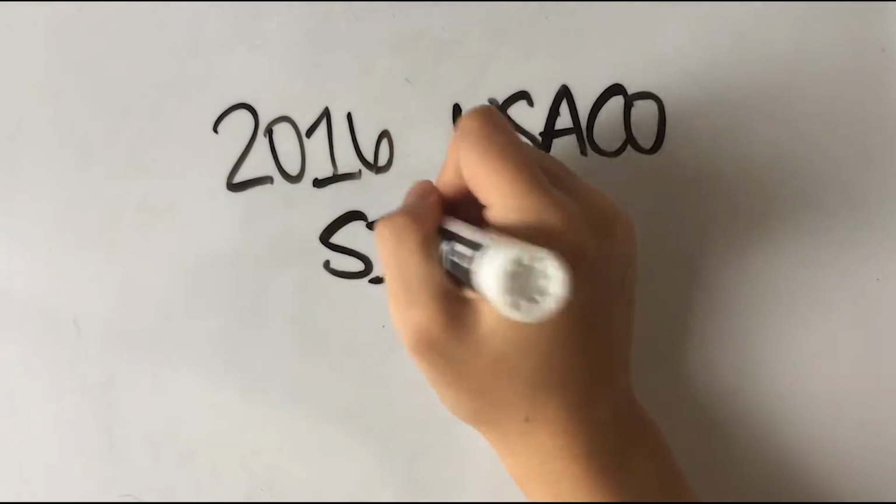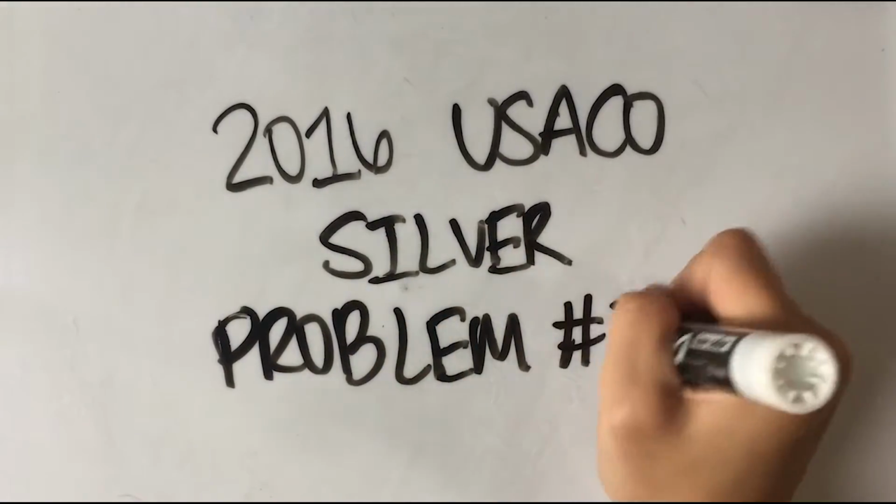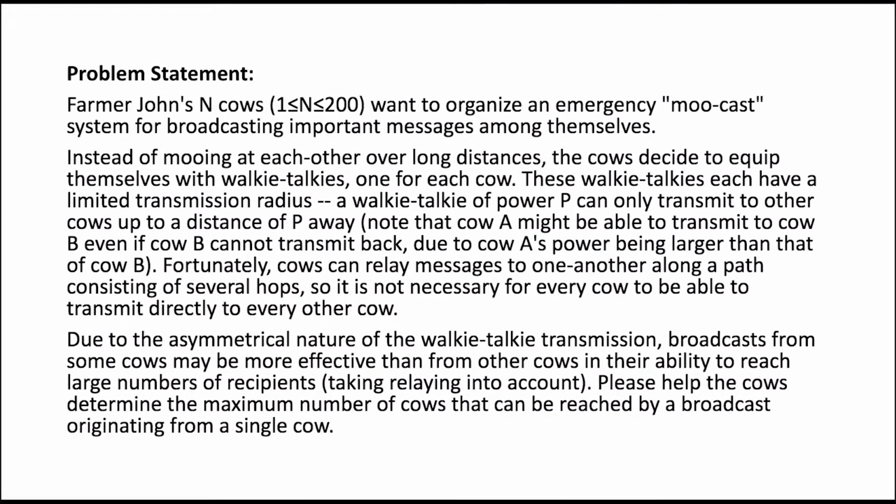Now that we've gone over how DFS and BFS work, let's try applying them to the third question of the USACO 2016 December Silver Division Contest, Moocast. If you would like to try the problem on your own first, make sure to pause the video. Here's what the problem asks.